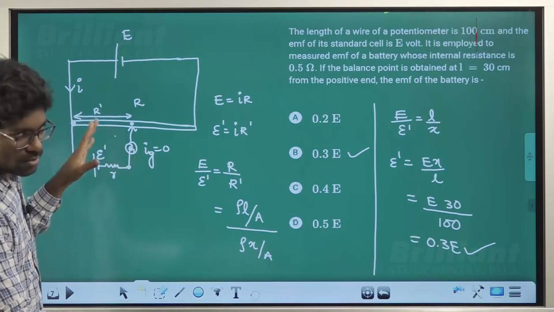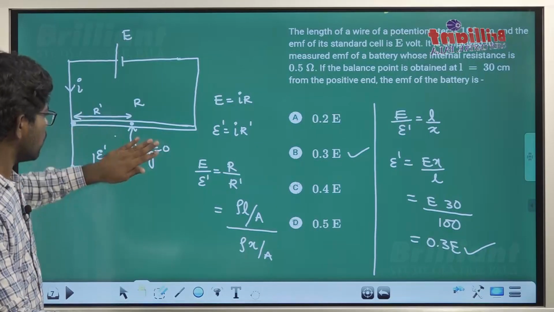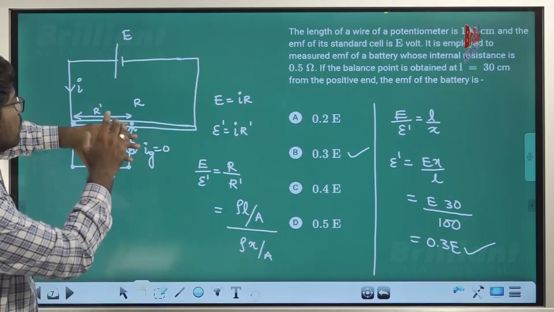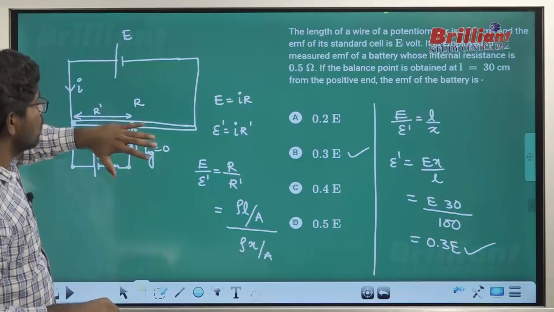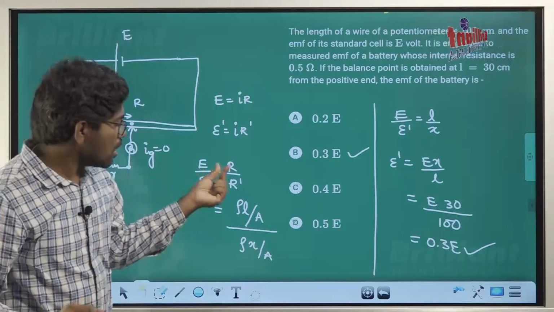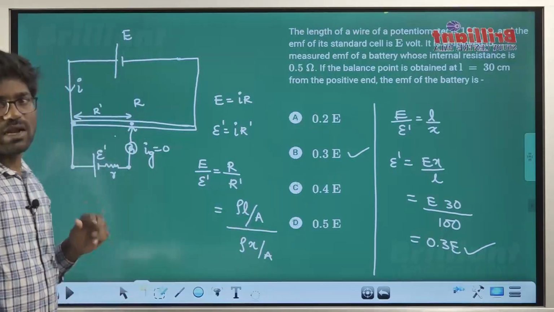Here it is balanced. When it is balanced, there is no current flowing through this, so don't worry about it. Simply write the basic formula: E equals IR. What is R? The total resistance of the wire. R equals rho L by A, where L is the length of the wire.